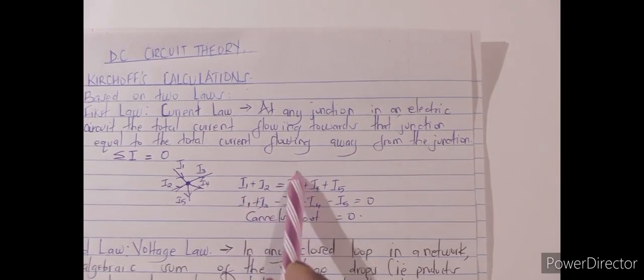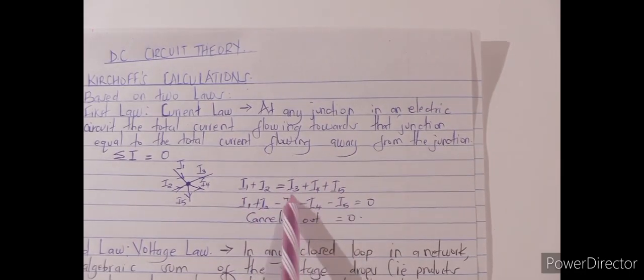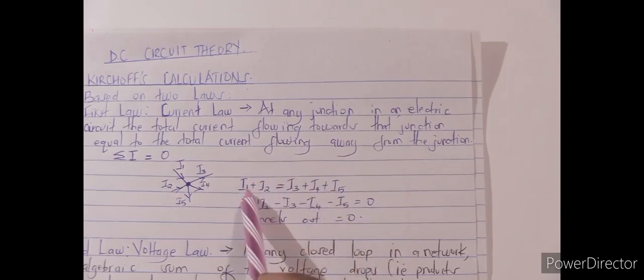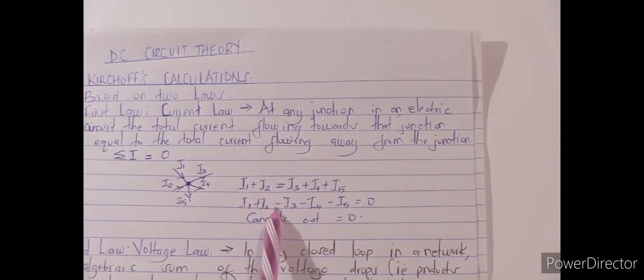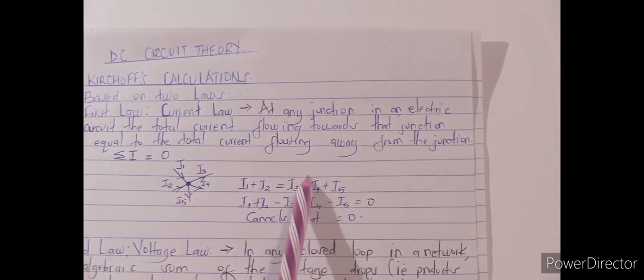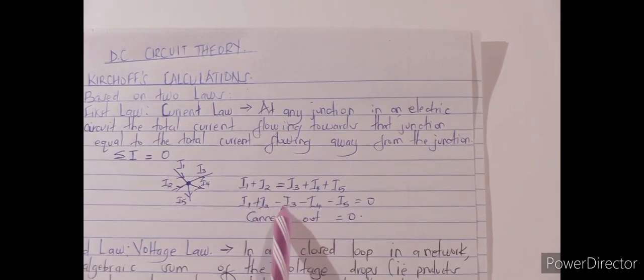Then you take I3, I4, and I5 to the left-hand side of the equation. The currents are going to cancel out, and you're going to remain with 0.